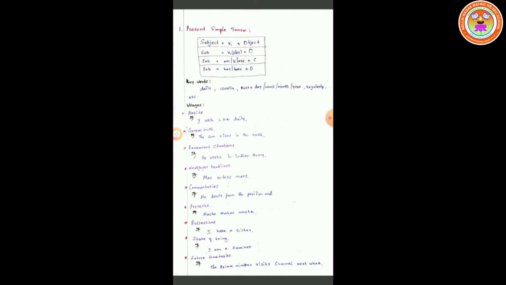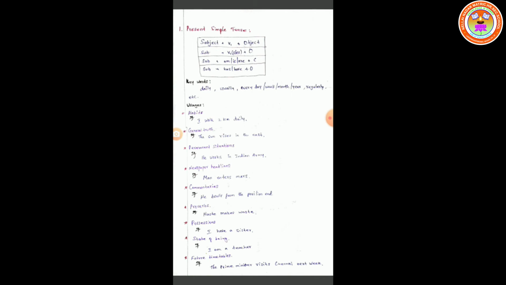Look at the third one. Subject plus am, is, are plus complement. Here we can also make sentences by using any one of these be verbs, to be verbs, a be form of verb. For example, I am a teacher. He is a doctor. They are students.